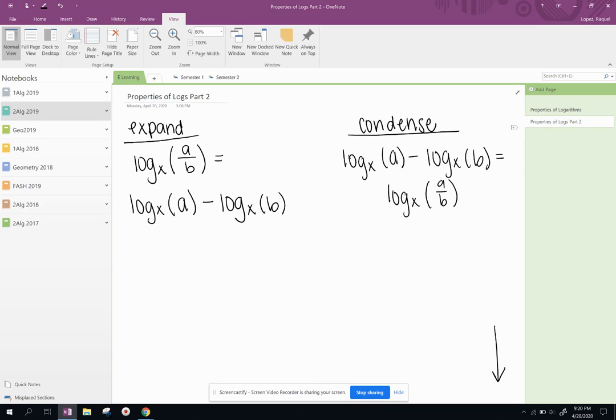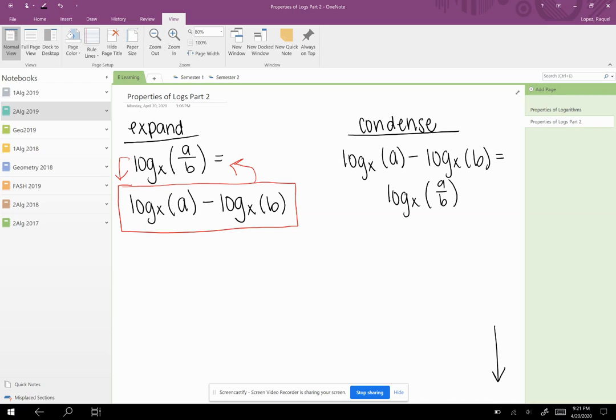This time, we're going to talk about what we can do with our log if we're taking the difference of two logs with the same base. This rule is basically saying that if I'm subtracting two logs and they have the same base, I can rewrite it and condense it so that it looks like this. This rule also works if I'm trying to expand that log. So we're going to follow a similar structure to what we did before.